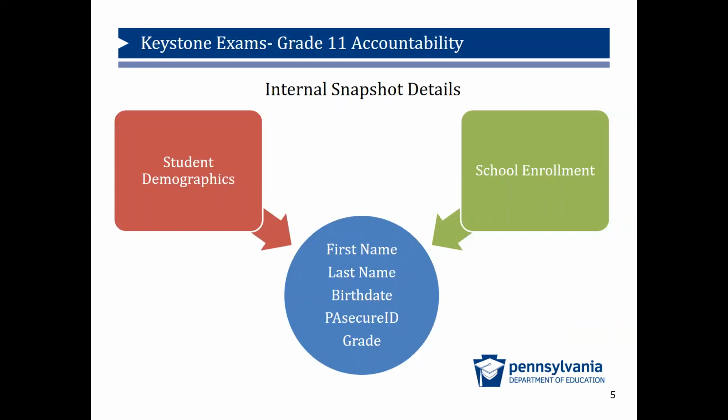Please make sure the student's PA Secure ID is unique to the student. Students with 2 IDs or 2 students sharing 1 ID have to be resolved. Contact the PIMS Application Support Desk for help with PA Secure IDs. The boxes include data about the student, including the student's demographics and school enrollment information.